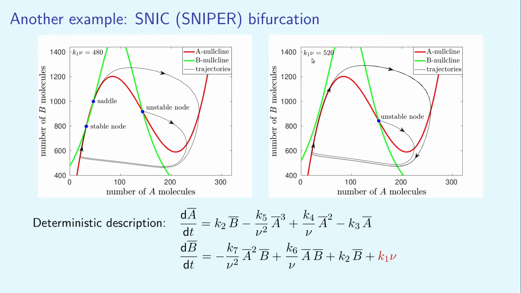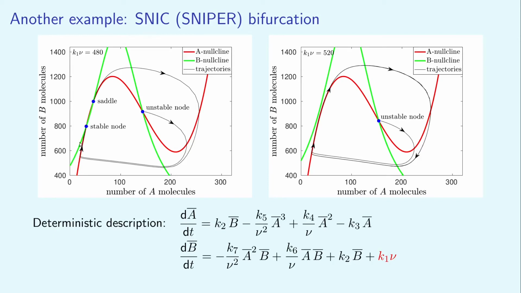I plotted the A null line as the red line. Since my bifurcation parameter does not appear in the first differential equation, the A null line is independent of K1 nu. In particular, the red line is the same in both panels. On the other hand, the B null line changes, so this green curve is different in each plot.